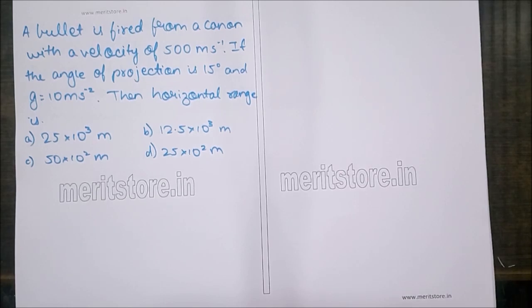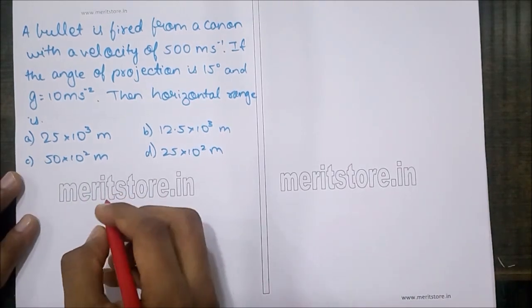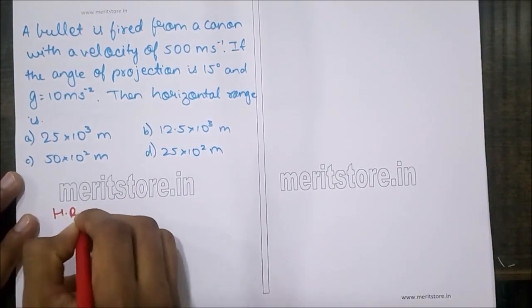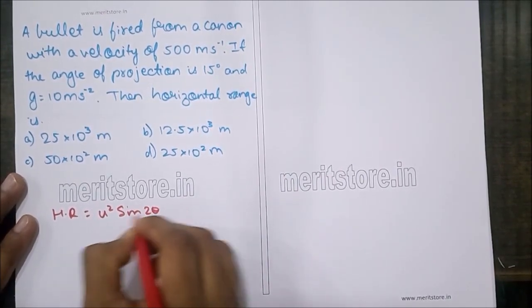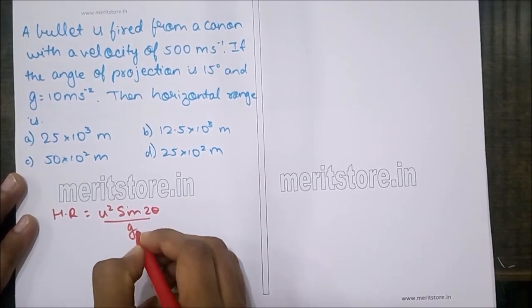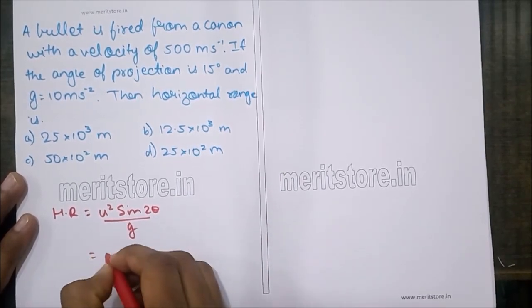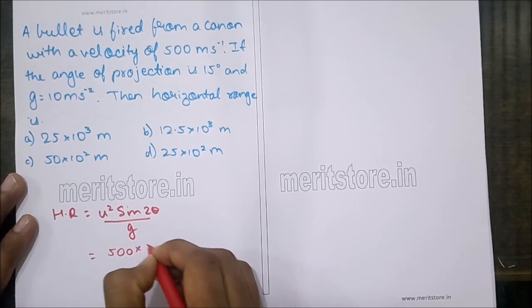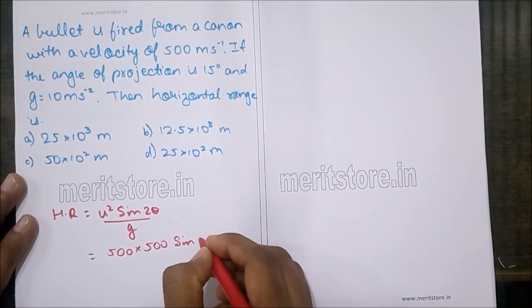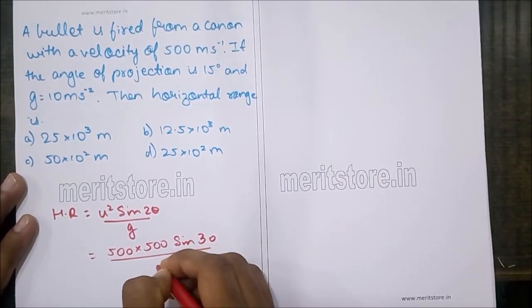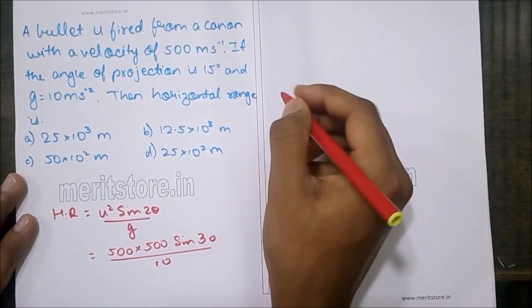If the angle of projection is 15 degrees and acceleration due to gravity g is equal to 10 meters per second square, then the horizontal range is? The formula for horizontal range is given by u square sine 2 theta upon g. So substituting the values, we get 500 into 500 into sine of 2 theta, that is 2 into 15, 30, divided by g, take it as 10.